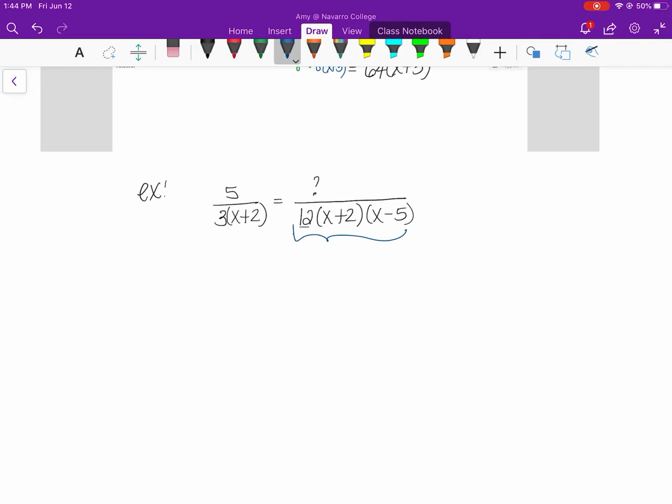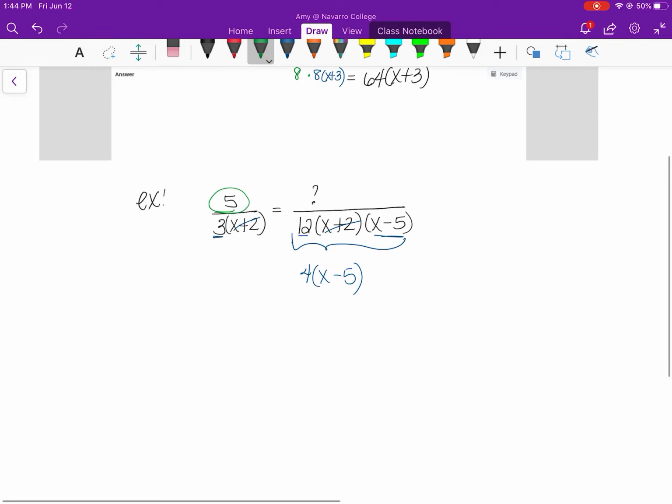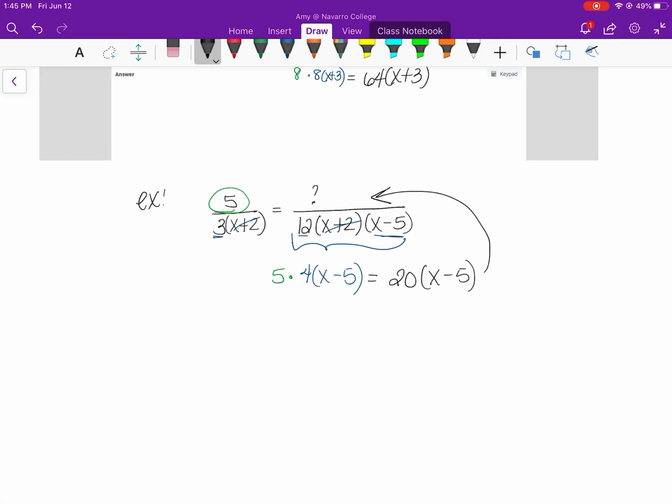So we have a 12, but we only had 3 before, so we had to multiply by 4, so we got our 3 times our 4, which gave us our 12. X plus 2 was in both of them, so we're not going to talk about that, but we've also multiplied by this x minus 5, so we need to do that as well. So now again, we're going to do exactly what we did before. We're going to take whatever's in our numerator, which in this case is a 5, and we're going to multiply it times that. That will give us the top of our new fraction, which would be 20 times x minus 5, and this would be the numerator of our equivalent fraction.